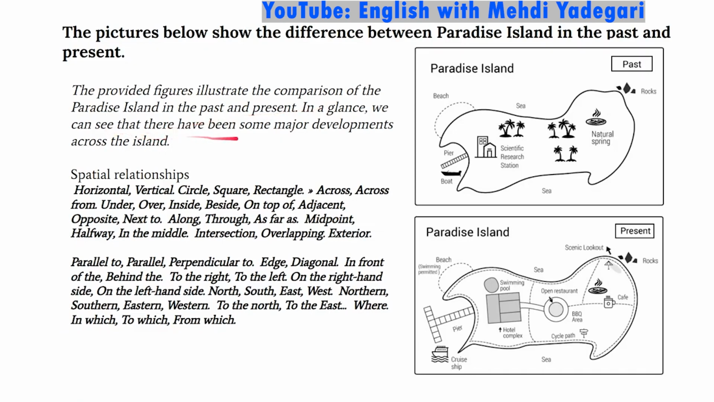We can see that there have been some major developments across the island. So this is a very general sentence. I've not talked about a specific part of the map. I've just said that there have been some major developments. That's it. And that is enough to count as an overview.